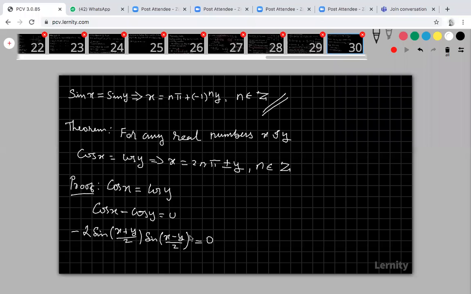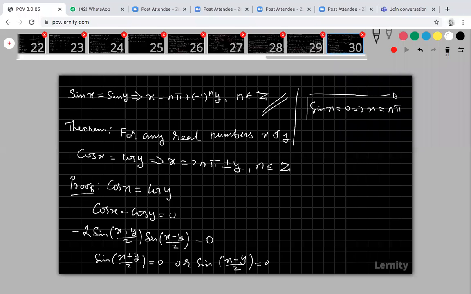Okay, equal to 0. So this implies sine of (x plus y) by 2 equal to 0, or sine of (x minus y) by 2 equal to 0. Are you okay? Now look at that. Sine x is equal to 0 implies x is equal to n pi. See, this result we have already given. Sin x is equal to 0 means x is equal to n pi.